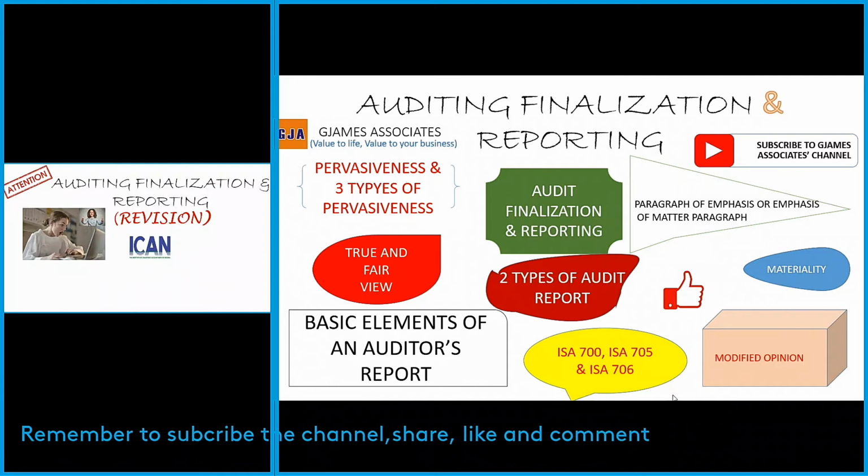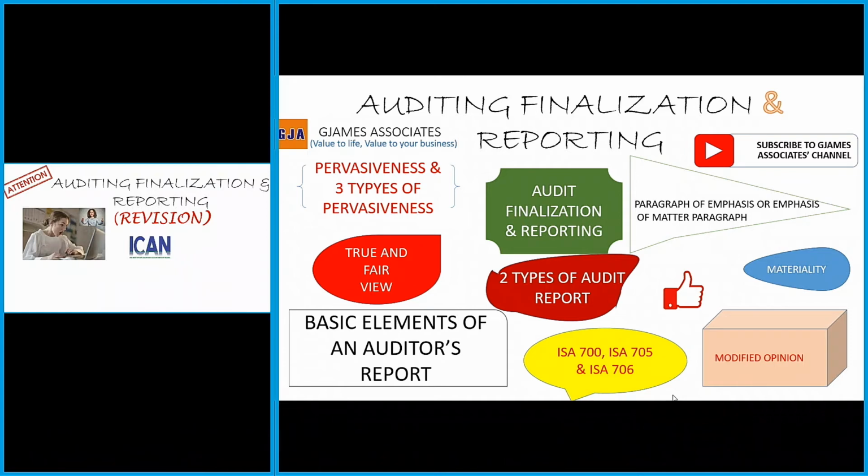And we are going to talk about the emphasis of matter paragraph. Other reporting responsibilities, and who is bearing them, must be mentioned if there are any. Auditors must sign, and we say the auditor's signature must be on the record. Directors must sign their own portions.